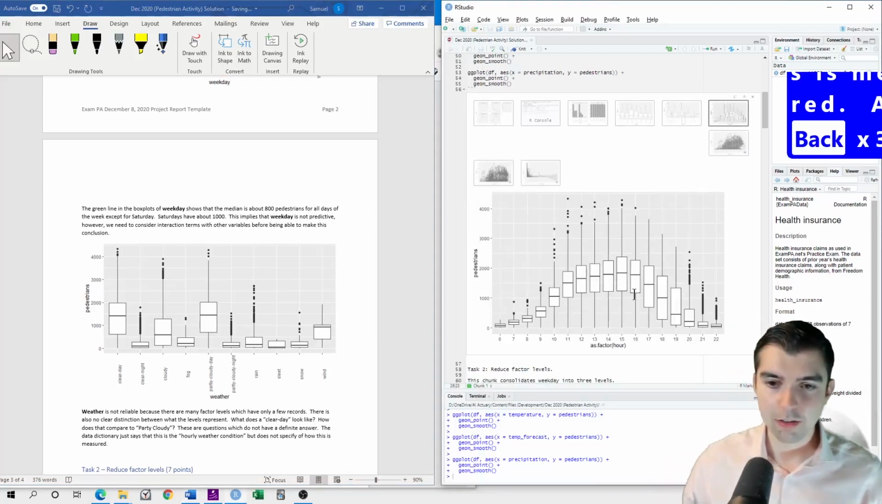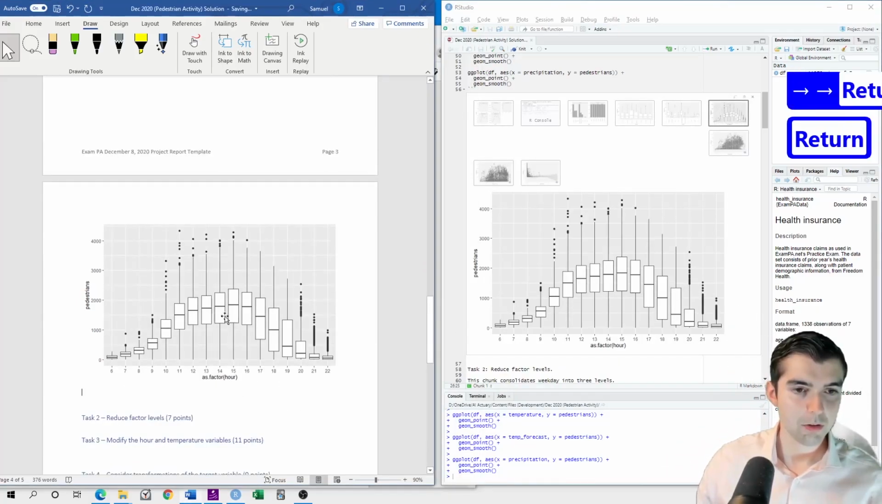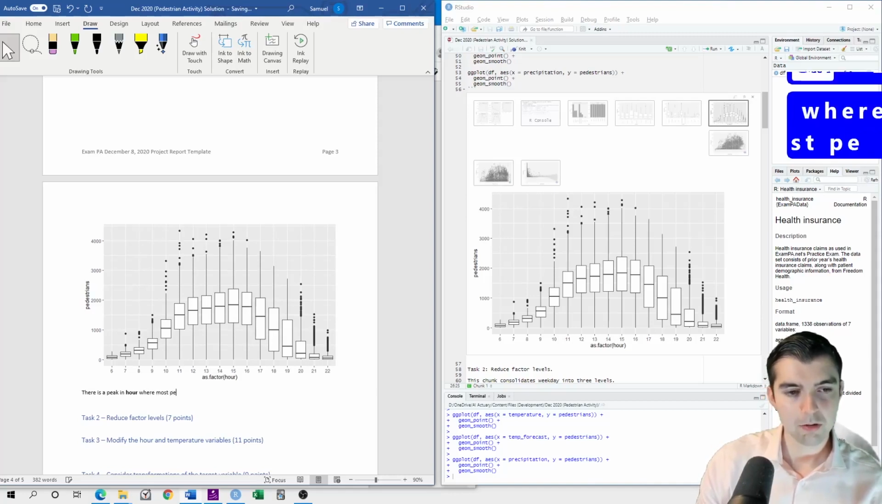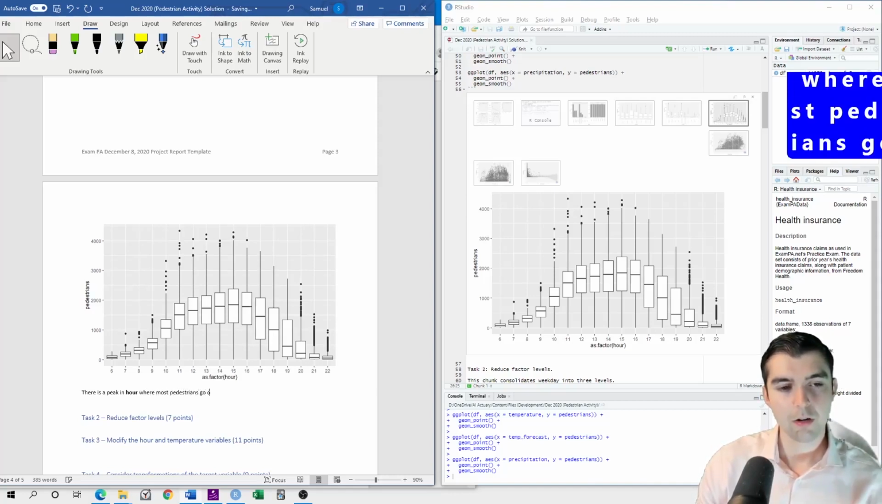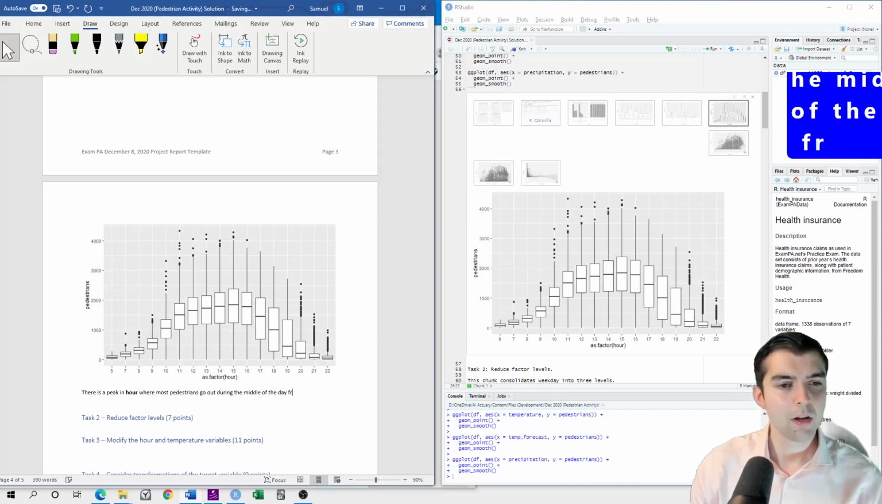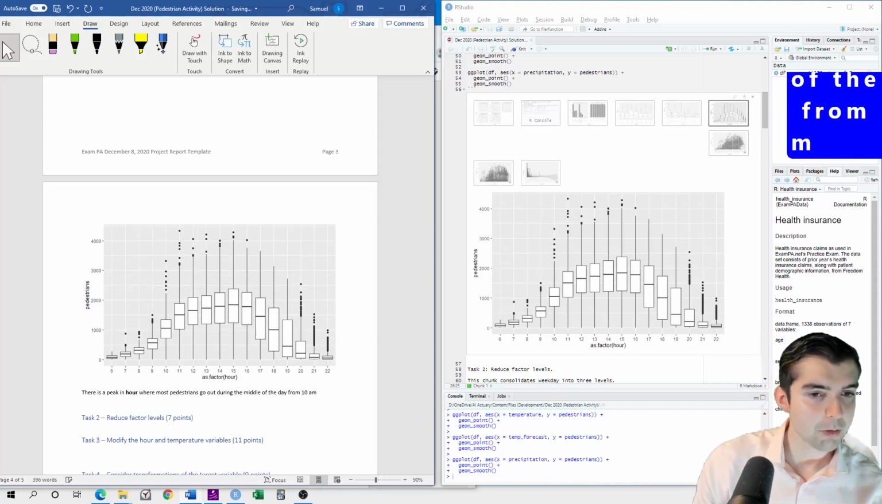Next one. Okay, this is the hour variable. So I noticed that there's this trend where it starts out low and then has a peak in the middle of the day and then goes down, where most pedestrians go out during the middle of the day from 10 a.m.